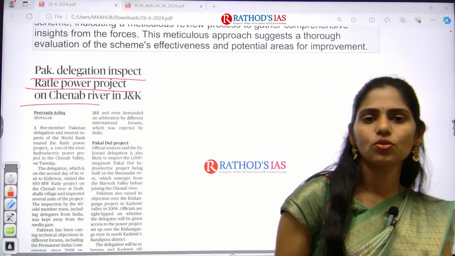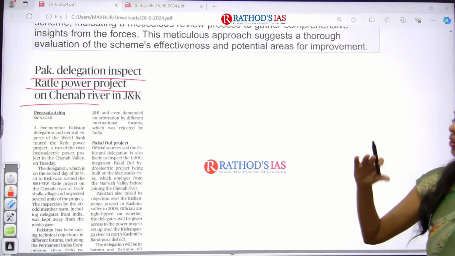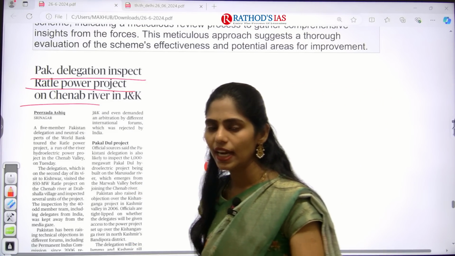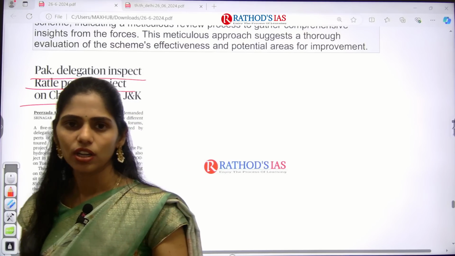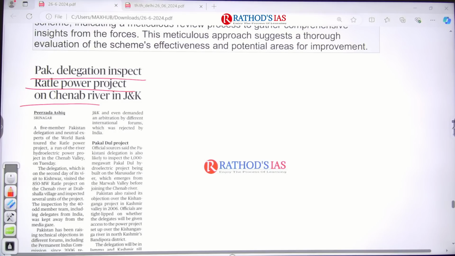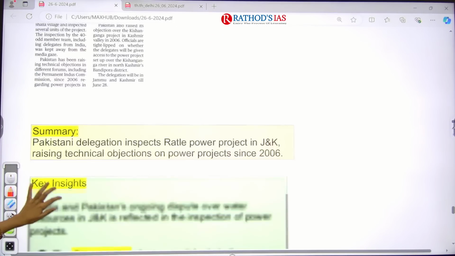So on this Indus Water Treaty, we have three rivers which give full permission to Pakistan to use the water, and for the other three rivers we got permission. But especially we are going for this Ratley Power project, which is a run-of-water project on the river Chenab. On this project, we are having issues between India and Pakistan. So we are going to see about this Ratley Power now.